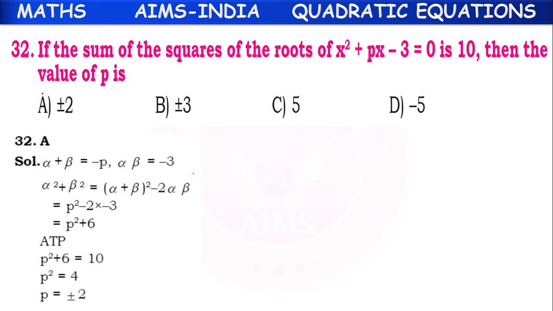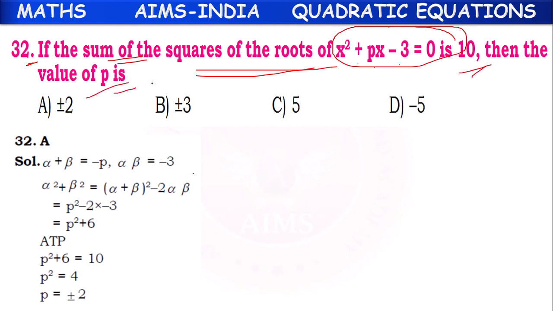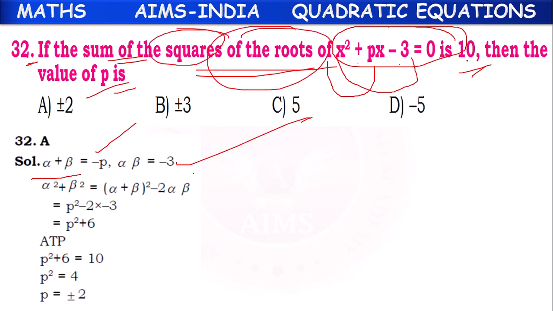Next one. So if the sum of the squares of the roots of this equation, x square plus px minus 3 equal to 0, is 10, then the value of p is how much? Sum of roots alpha plus beta equal to minus b by a, minus p by 1, which is equal to minus p. Product of roots c by a, which is equal to minus 3 by 1, which is equal to minus 3. But the sum of squares of roots is 10.